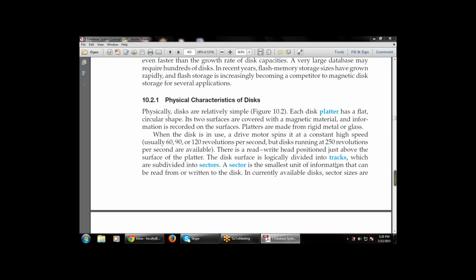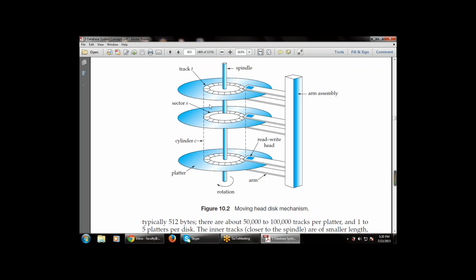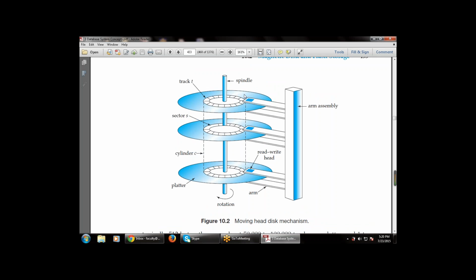Now we are back from the break, and let's start the session again. So next are the physical properties or physical characteristics of the disk, or how the data can be physically stored. Physically, the disks are relatively small, like this one. This is the physical storage of the disk.